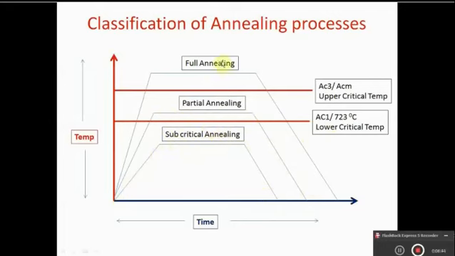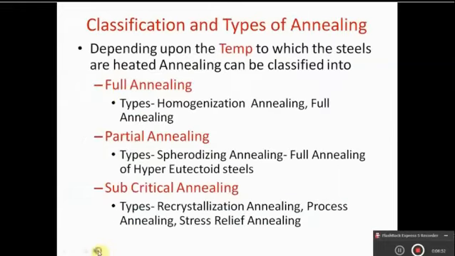In all these kinds of annealing heat treatment processes, ductility is going to be increased and hardness is going to be decreased. Depending upon the temperature up to which steels are heated, annealing can be further classified into full annealing, partial annealing and subcritical annealing that we have studied in the earlier slide.